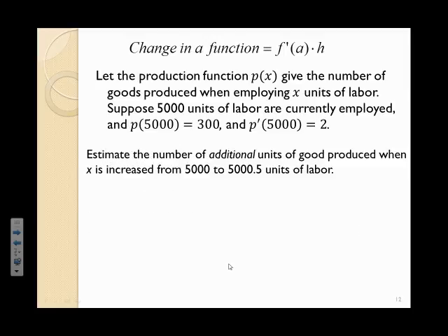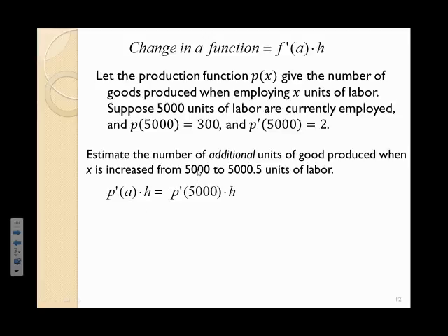Estimate the number of additional units of goods produced when x is increased from 5,000 to 5,000 and a half units of labor. Well, we're going to increase by half a unit of labor. How many more additional units of goods are we going to produce? Well, we're going to use this formula: in this case, P prime of a times h. What is P prime of a? Well, we're going to do P prime of 5,000, right?